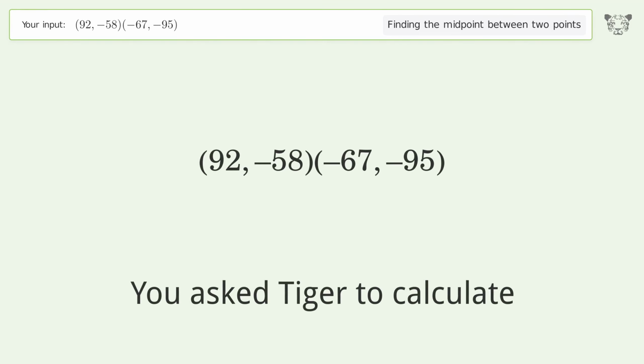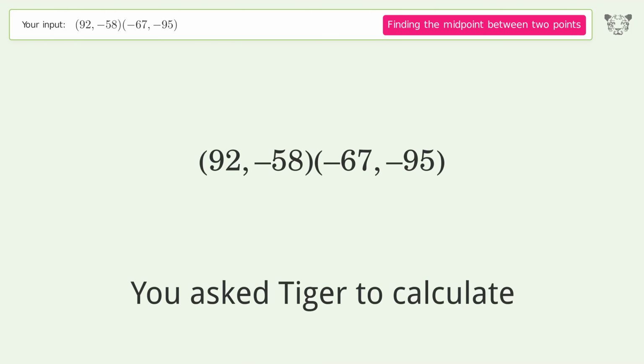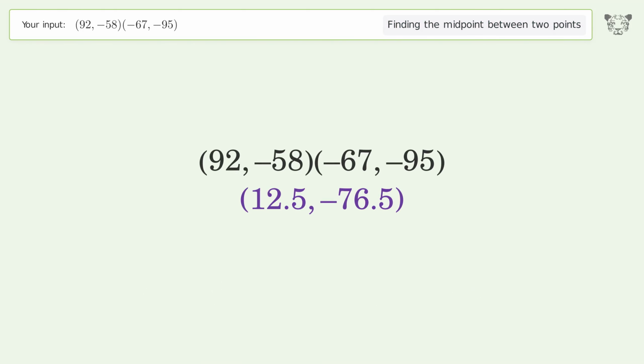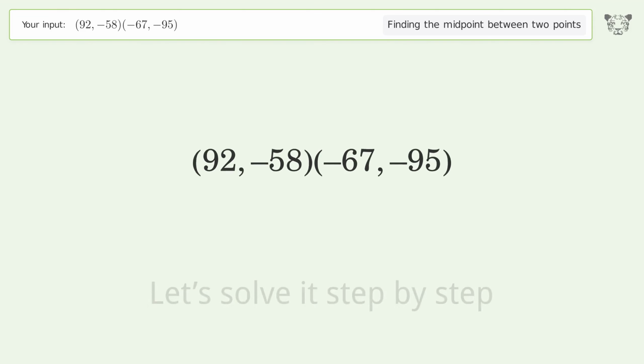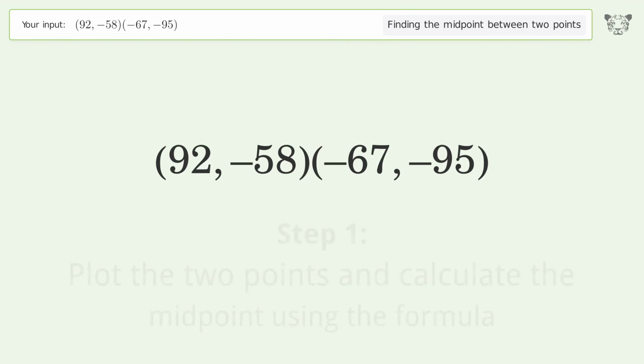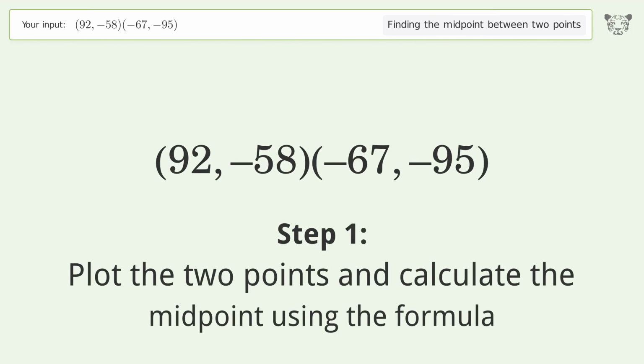You ask Tiger to calculate. This deals with finding the midpoint between 2 points. The midpoint between the 2 points is 12.5, negative 76.5. Let's solve it step by step. Plot the 2 points and calculate the midpoint using the formula.